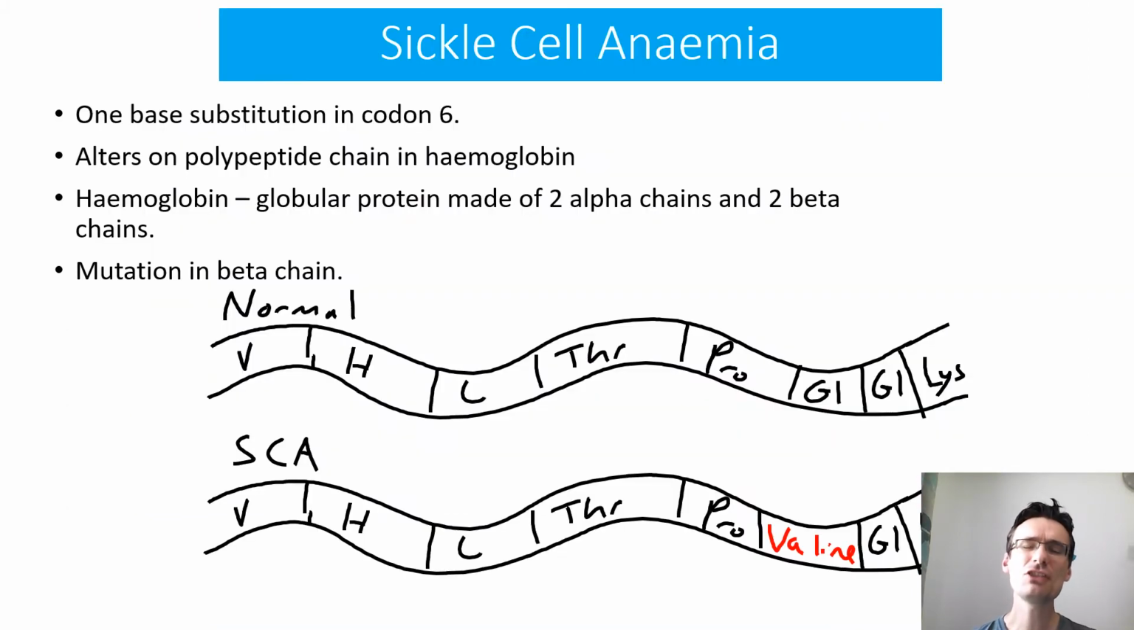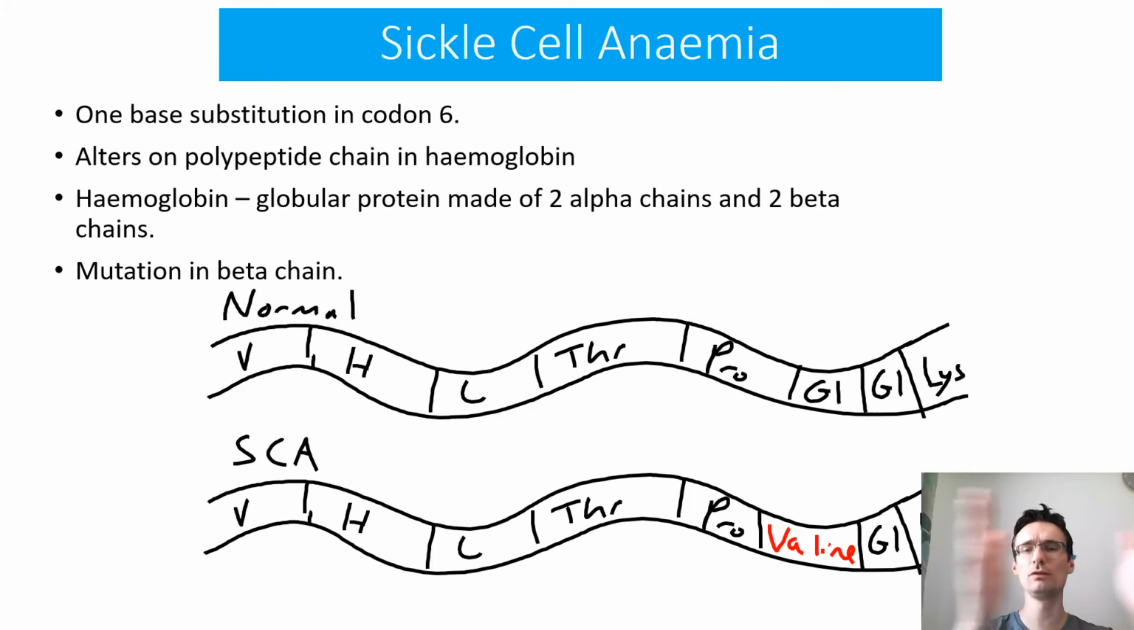Okay, so let's look at a couple of examples, because these are likely to come up in the exam and they come up in genetics modules later on when they link back to this. So the first thing is sickle cell anemia. It's quite a common disease in parts of the continent of Africa. Basically, one base substitution occurs in codon 6.